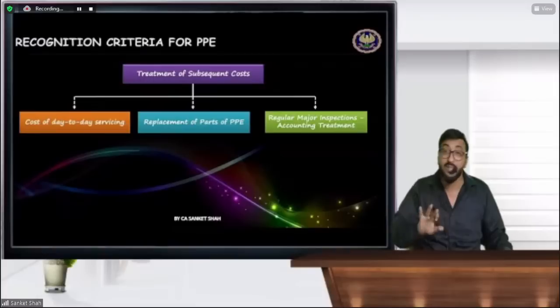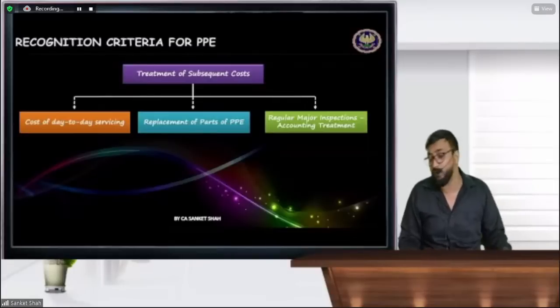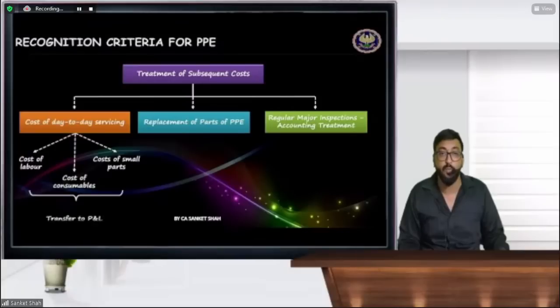In the previous accounting standard 10, there were not so many guidelines about this expenditure, but now, when the accounting standard was revised, we have detailed guidelines regarding all these subsequent costs. So it's very simple: day-to-day servicing cost, or replacement of parts of PPE, and regular major inspection cost, cost of labor, cost of consumables, and cost of small parts. Normally we charge it to the profit and loss account.